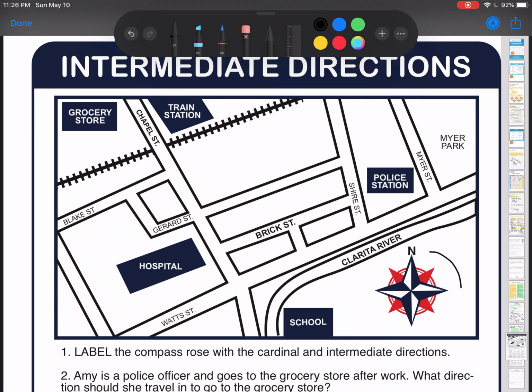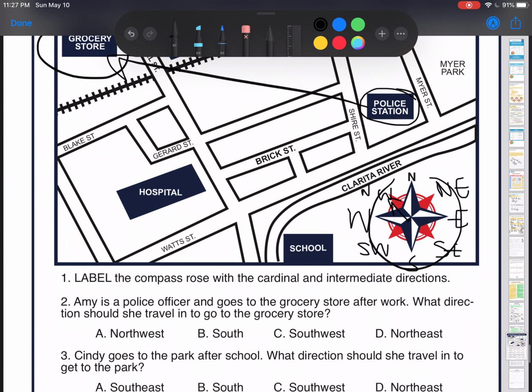Amy is a police officer and goes to the grocery store after work. What direction should she travel to go to the grocery store? So here we are at the police station. She needs to go to the grocery store. So we are going this way. So which direction should she travel? Here we are in our compass rose, northwest. It's the NW, so northwest.